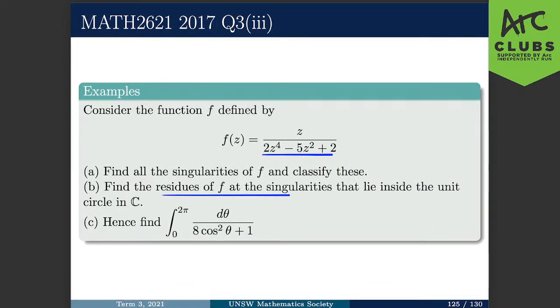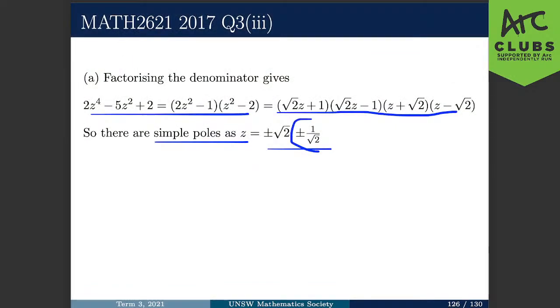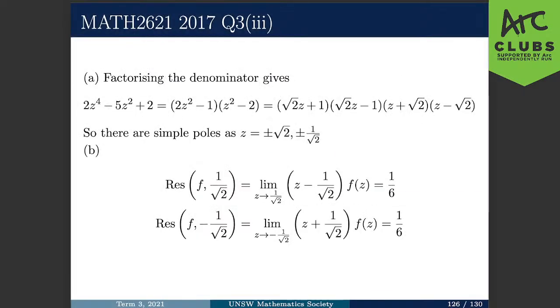Okay, we also need to find the residues. Well, residue is very easy. All I need to do is multiply by z minus z0 and then take the limit. That's all I need to do. But I also only want the ones that lie inside the unit circle, so I'll only deal with these two. I will ignore this one, I don't care. It's not in the unit circle. So if I want to find a residue, I need to first of all multiply by z minus 1 over root 2, and then take the limit.